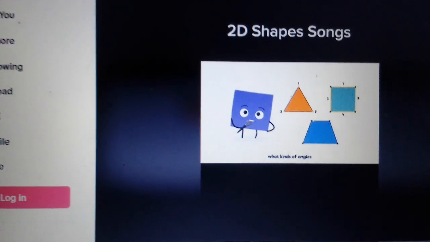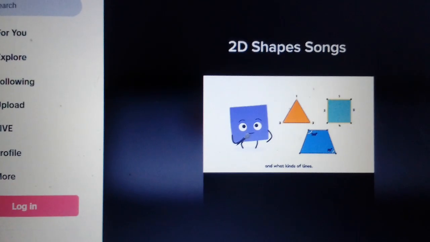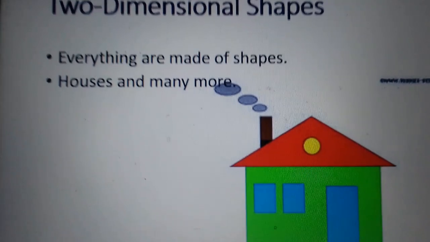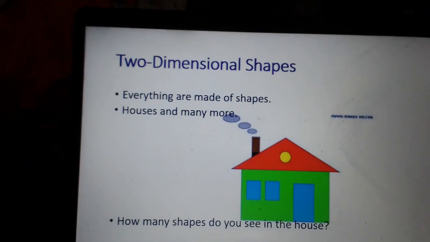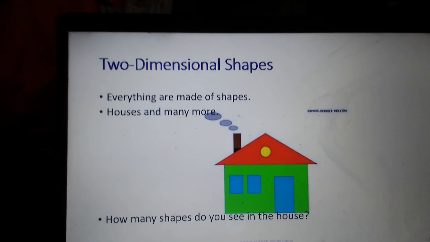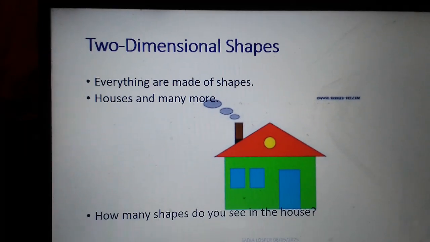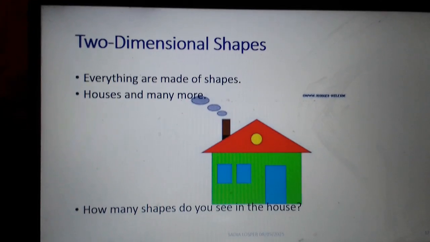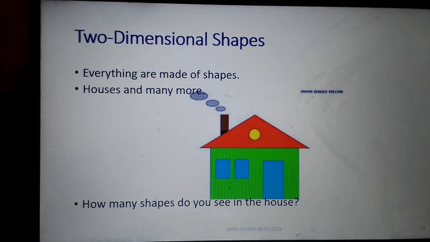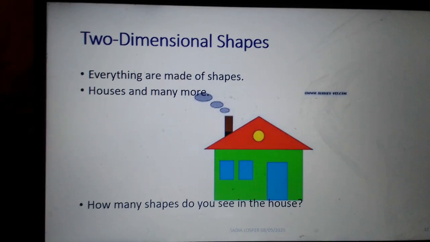Alright, so that is the song we're going to do. But let's move on. So this is our next slide. Right, guys, everything around us is made of shapes, houses and many more.